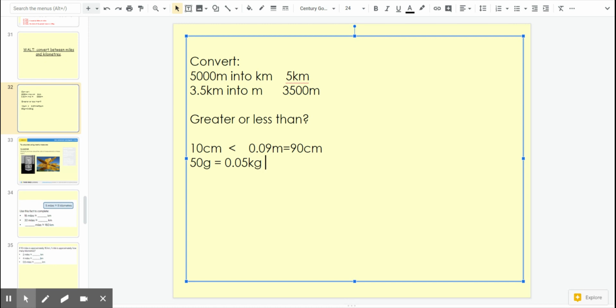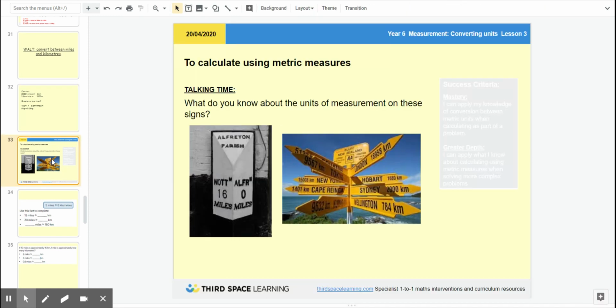And here, 50 grams. How do we convert grams into kilograms? That's right, we divide it by 1,000 because there are 1,000 grams in 1 kilogram. So if we divide 50 by 1,000, we get 0.05. So the answer's in there already, silly me. It's equal.